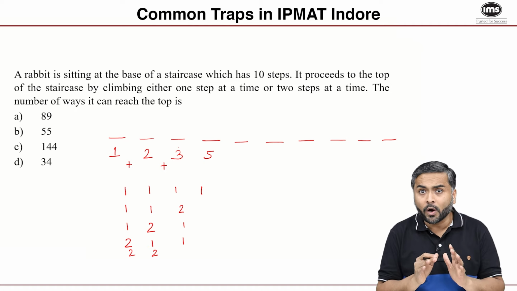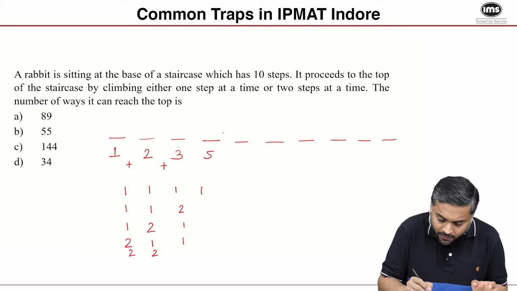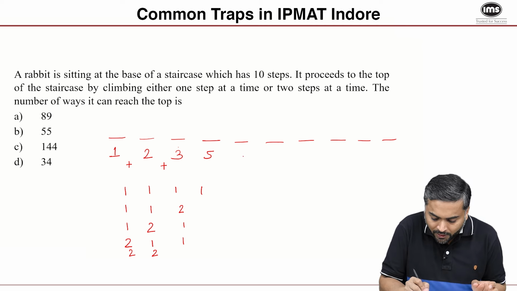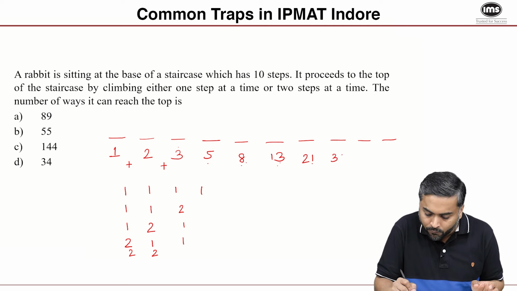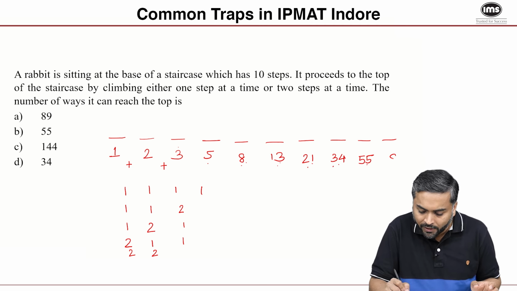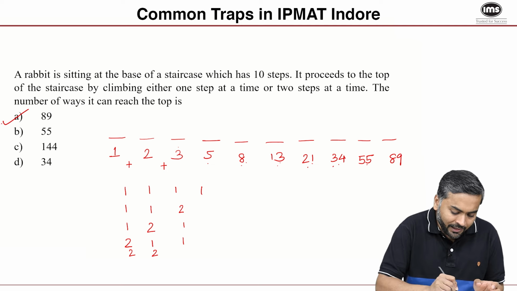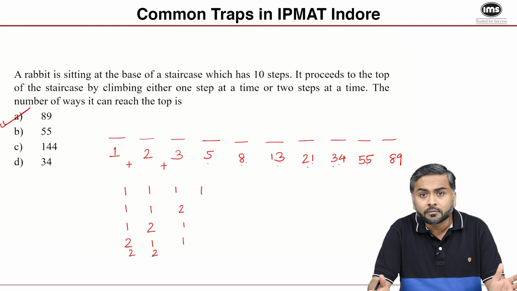And now once you have cracked this logic, thinking differently, I know that here it will be 3 plus 5, 8 ways. 5 plus 8 is 13. 8 plus 13 is 21. 13 plus 21 is 34. 21 plus 34 is 55. And 34 plus 55 is 89. There are 89 ways in which this can be done.